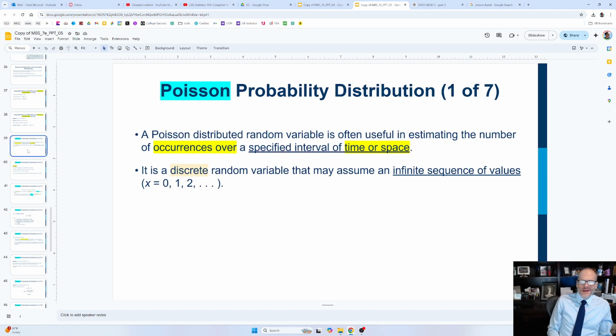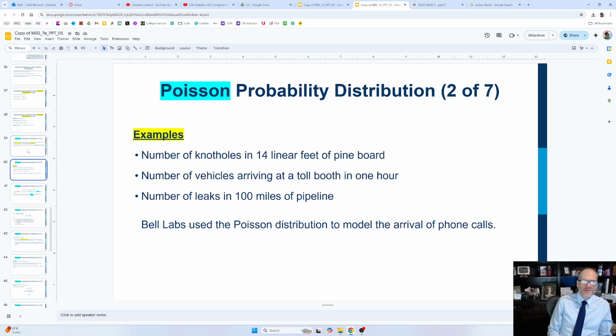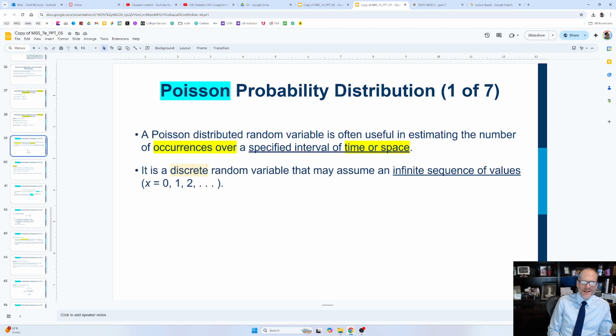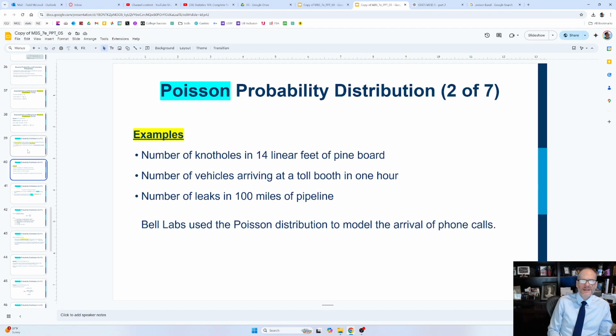So here is a definition. You can pause the video and read that, stuff we already went through. And then here are some examples of Poisson probability distributions, things that could be modeled with a Poisson probability distribution. So we're looking at events or occurrences over a specified interval of time or space. So number of knot holes in 14 linear feet of pine board. Number of vehicles arriving at a toll booth in 1 hour.